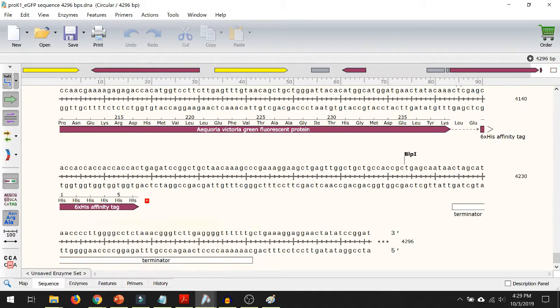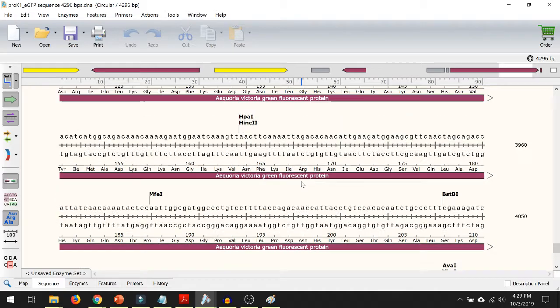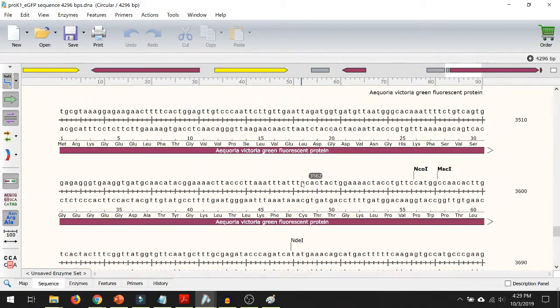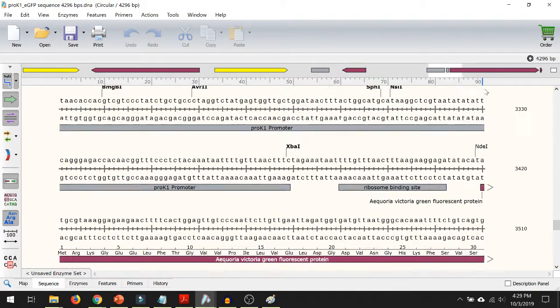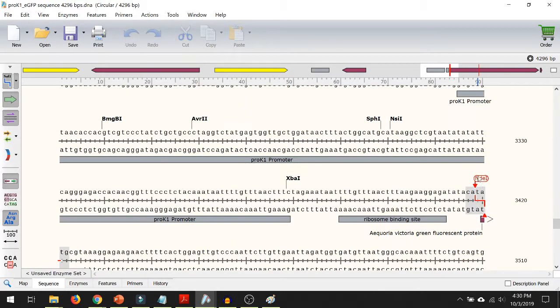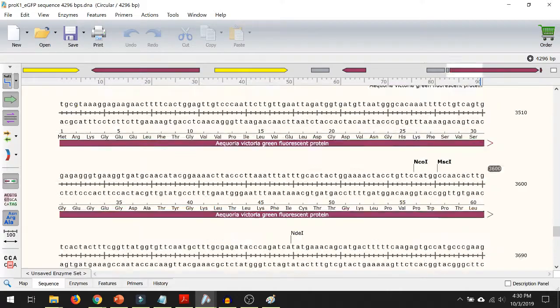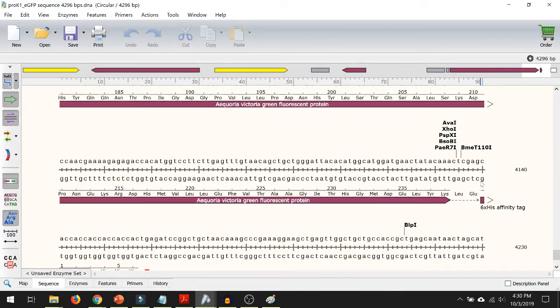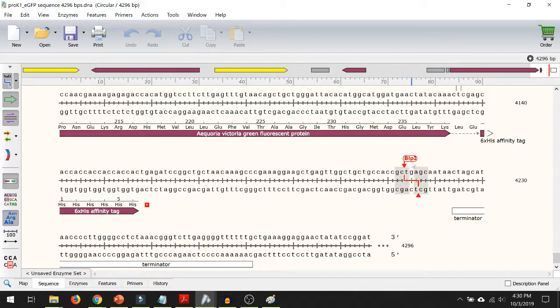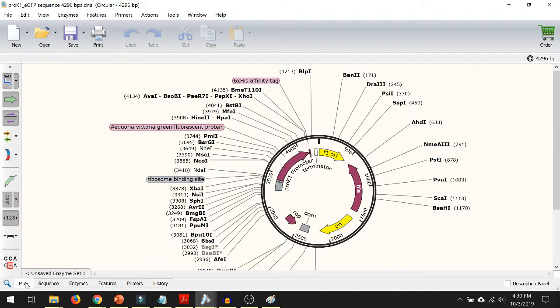Now, generally, when you insert a gene into a plasmid, all that stuff is already in there. The only thing that you're adding is your gene. So you're going to insert your gene between this NdeI site and this BlpI site or something. Now, what are these NdeI and BlpI? All right. Let's talk about that.